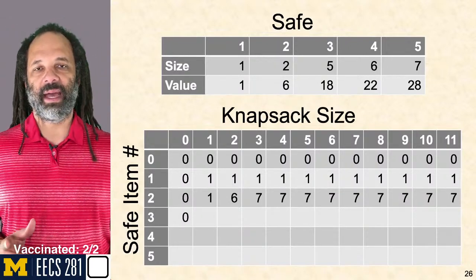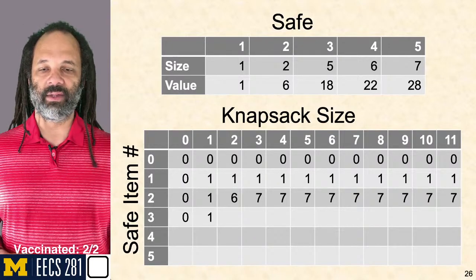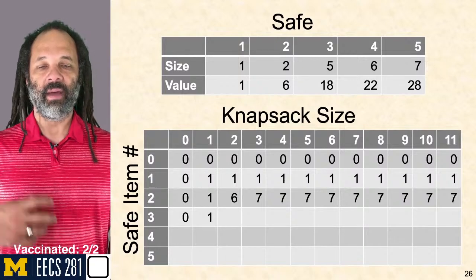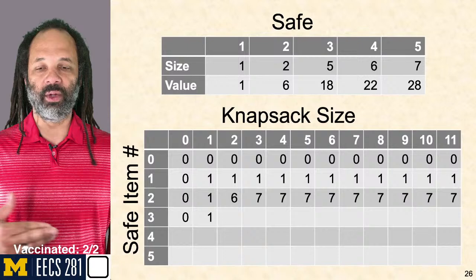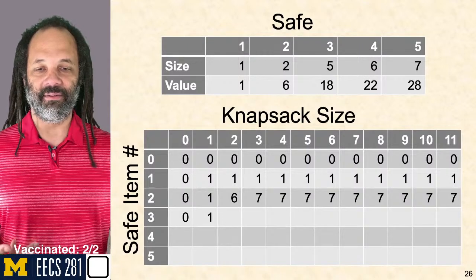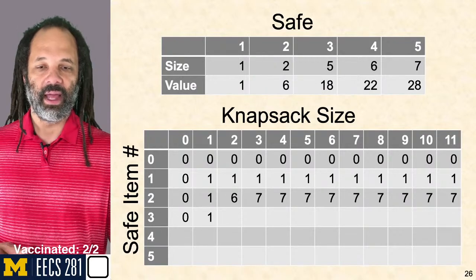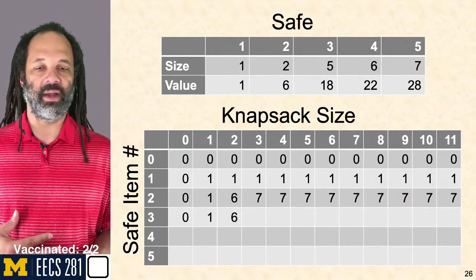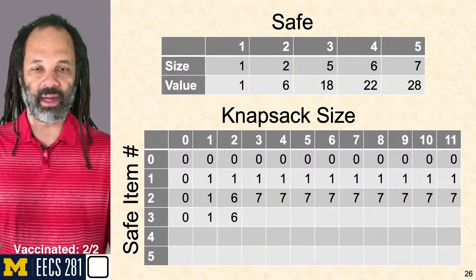Obviously it doesn't fit into a bag of size 0. Doesn't fit into a bag of size 1, so we just copy the value from directly above this. The best way to get a bag of size 1 including the number 3 item is to not include the number 3 item. It doesn't fit. The number 3 item is size 5. Same thing here as I go to the size 2 bag, the number 3 item doesn't fit because the 3 item is size 5.